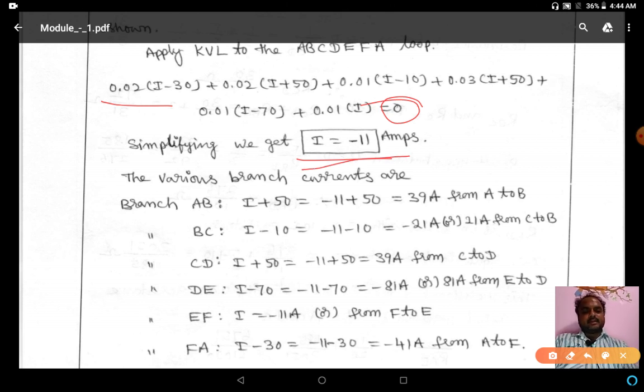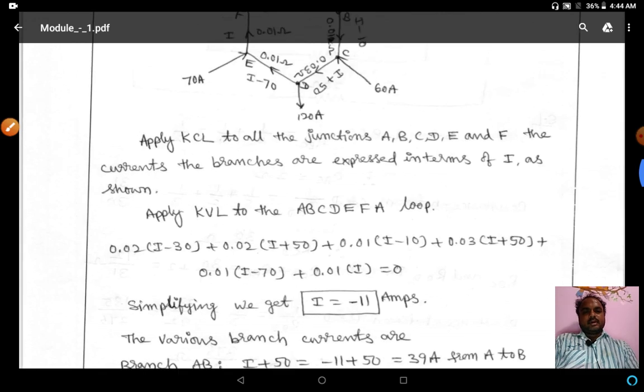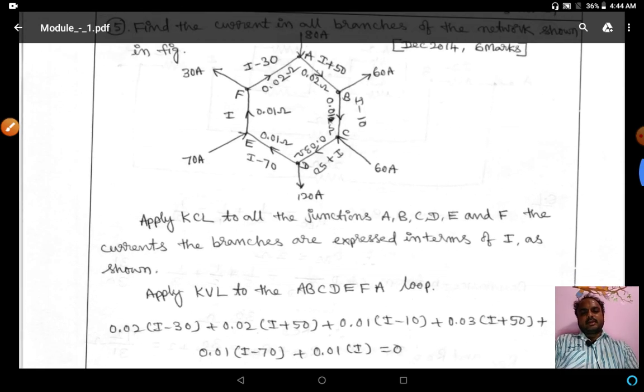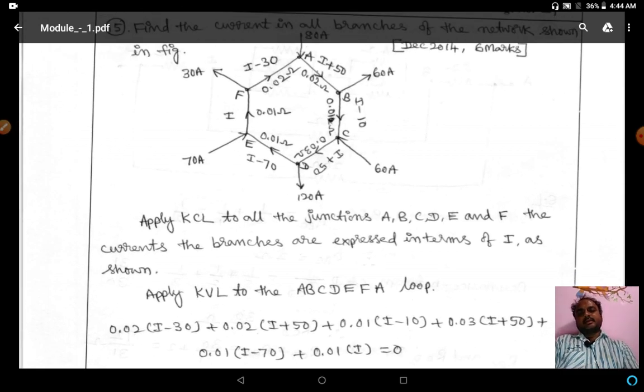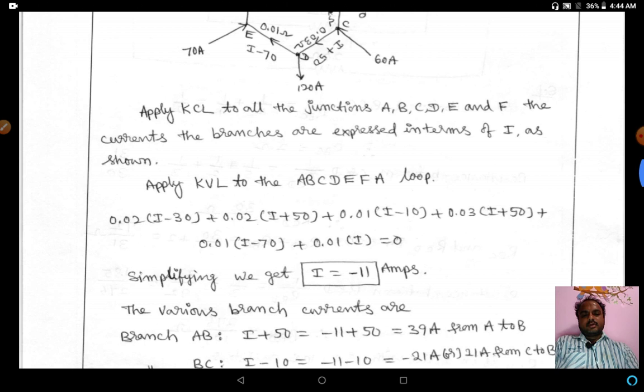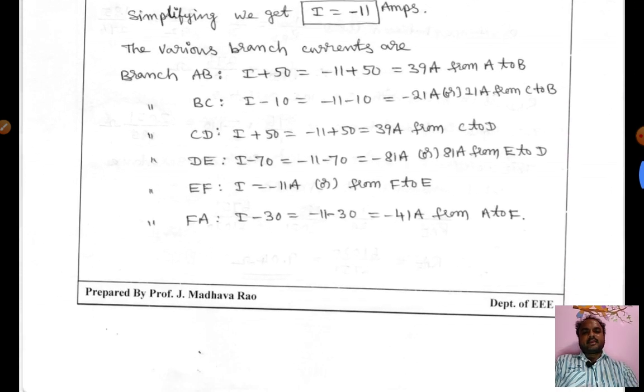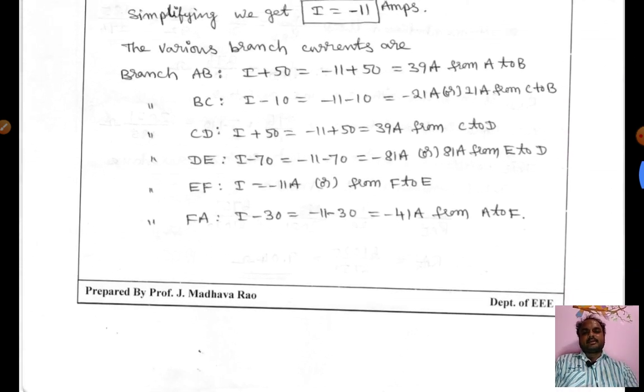Here in this circuit, when you know each branch current, EF branch is I and FA branch is I minus 30. AB branch current is I plus 50. BC branch current is I minus 10. CD branch current is I plus 50, and DE branch current is I minus 70. Now we can find out the currents in each branch.